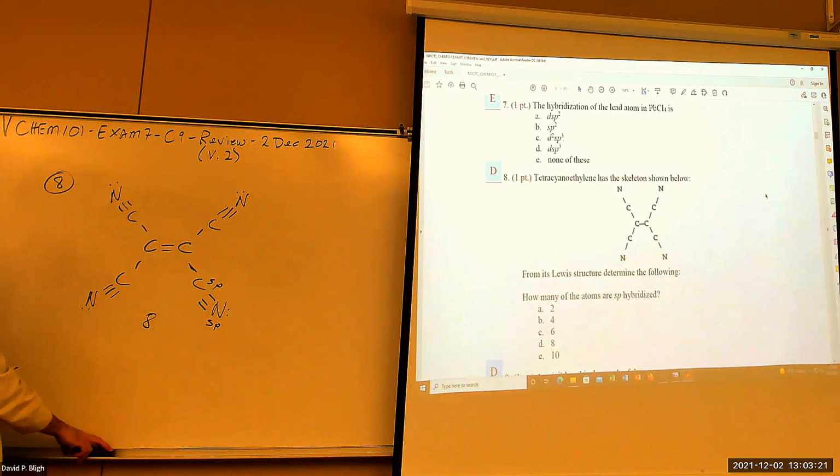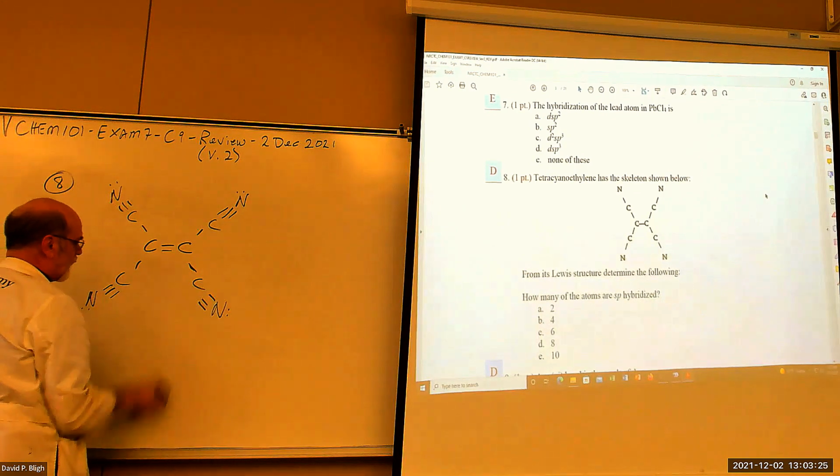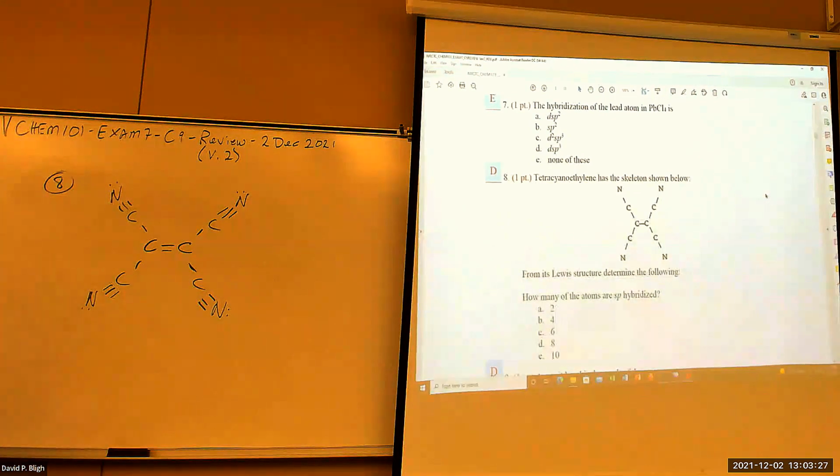Okay. Now I'm going to leave that structure there because there's another one further down the line using the exact same structure. I think it's in the 20s. Yeah, 23.